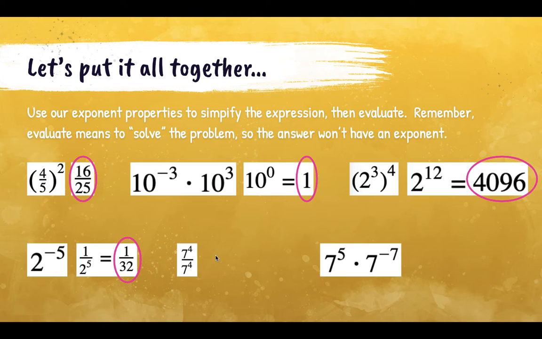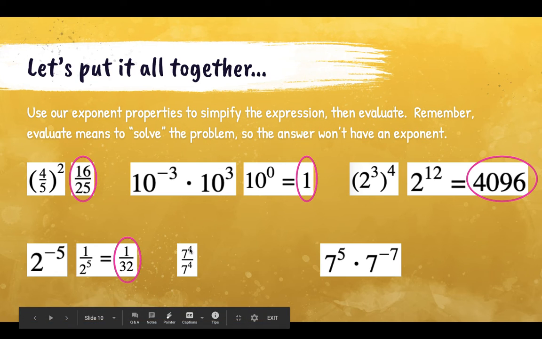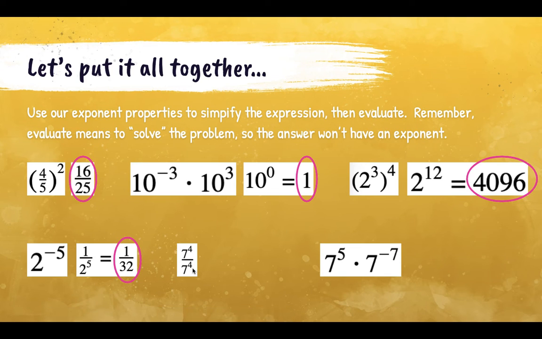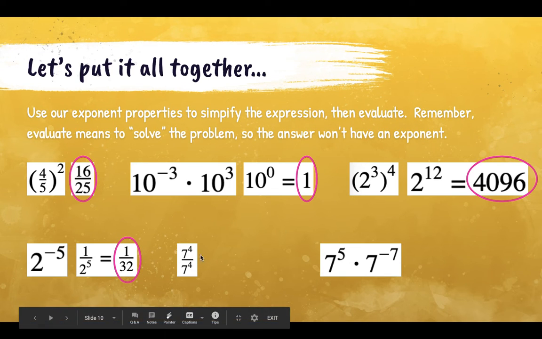7 to the 4th over 7 to the 4th. We're going to subtract our exponents. We have the same base. 4 minus 4 is 0. So it'll be 7 to the 0 power, which equals 1.